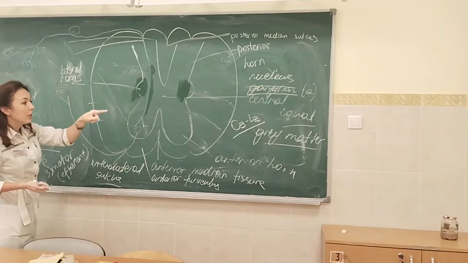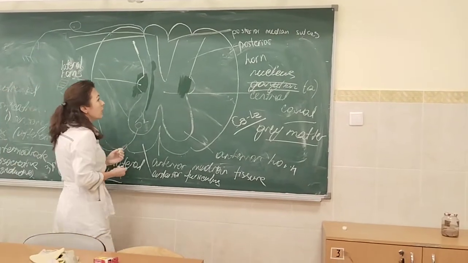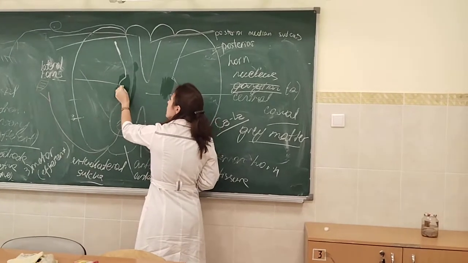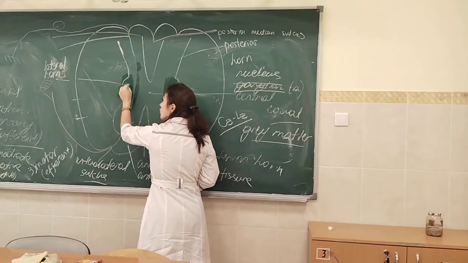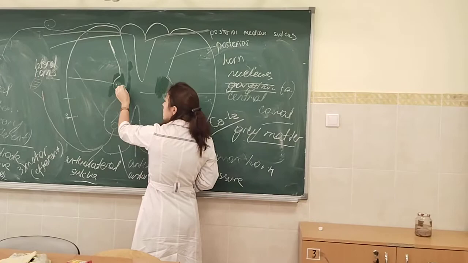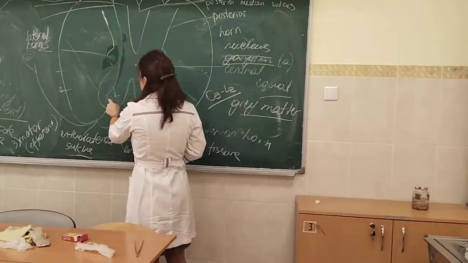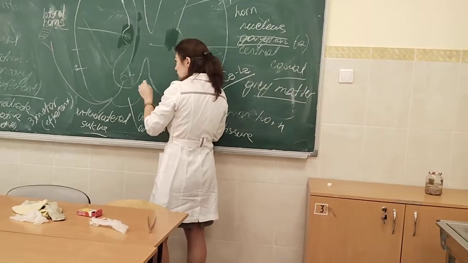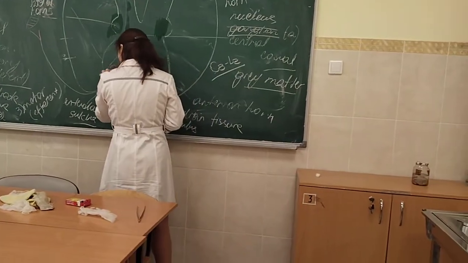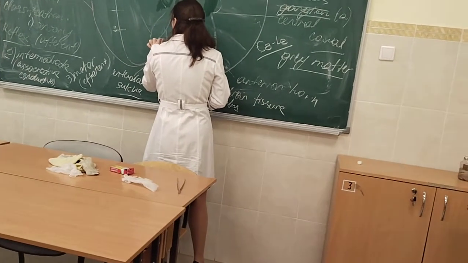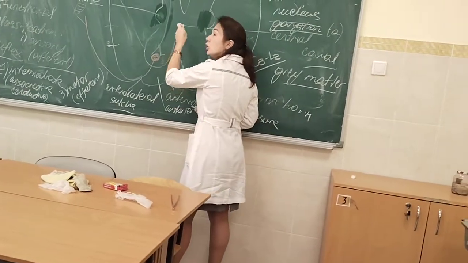Horns are present only at the level from C8 to L2, and they are autonomic horns. Here there are bodies of autonomic neurons. What I forgot to tell you is that bodies of motor neurons are many here in the anterior horns, and they form motor nuclei.